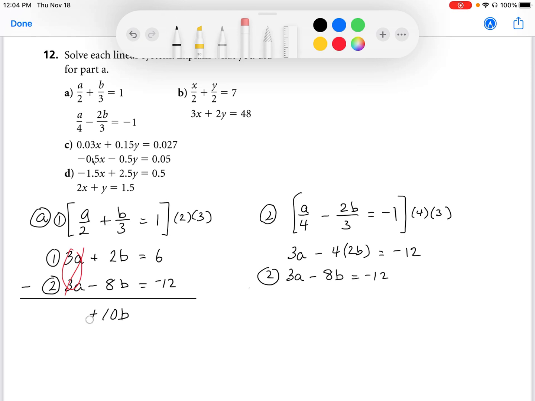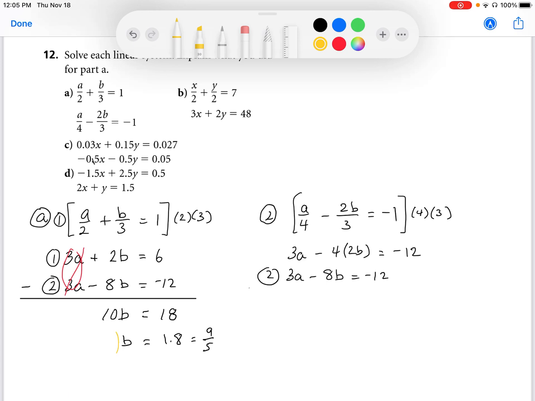Now I don't really need the plus in there, so I'm just going to erase that. I don't want it to be confused for an addition. On the right-hand side, we have to watch out for the double negative. So it's going to be 6 minus negative 12, so it's going to be positive 18. When I solve for B, I get 1.8, dividing both sides by 10. This is equivalent to 9 over 5 as a fraction.